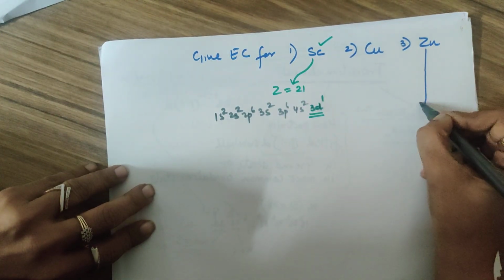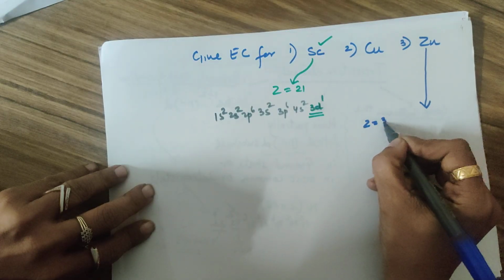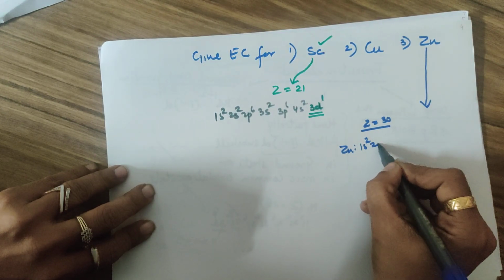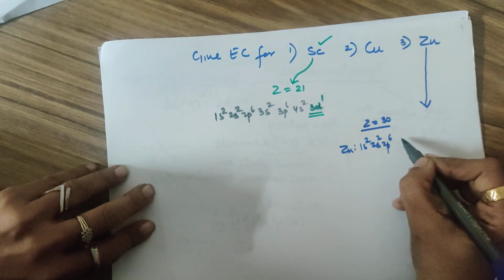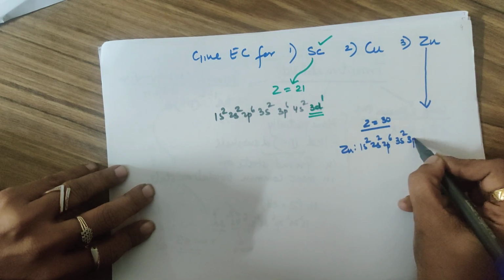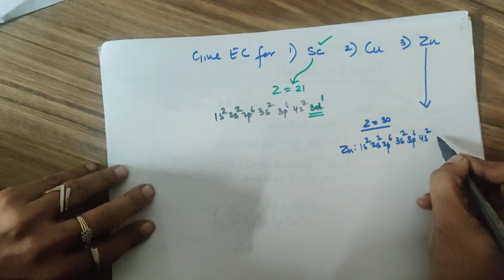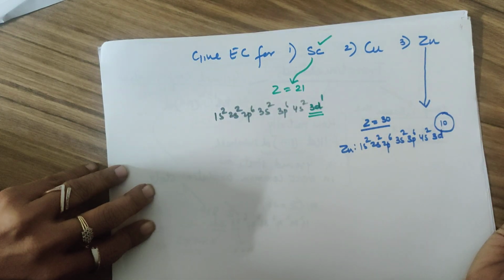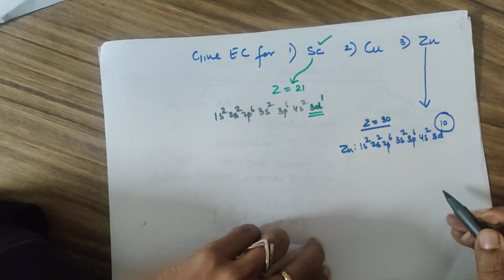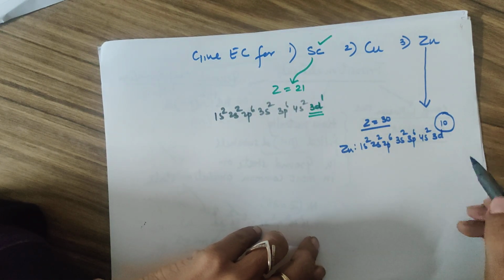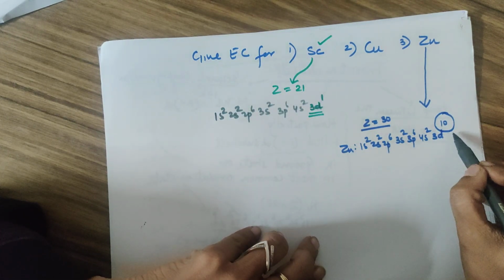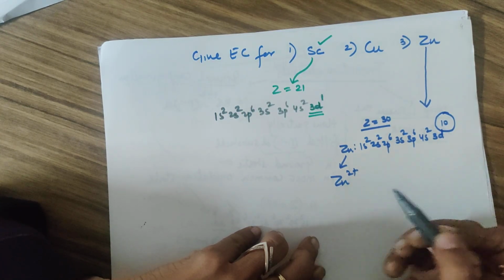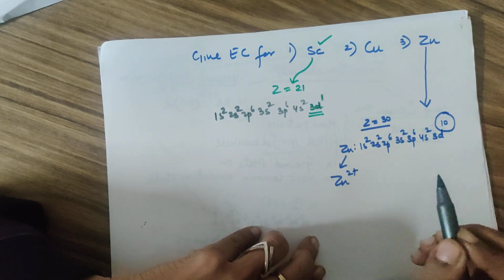Talking about zinc, the atomic number is 30. If I write the configuration for zinc, it comes out to be 1s2, 2s2, 2p6, 3s2, 3p6, 4s2, 3d10. Now this does not have a partially filled d subshell in its ground state. What is the most common oxidation state of zinc? +2, which means you can remove 2 electrons, and this is where you will make an error.